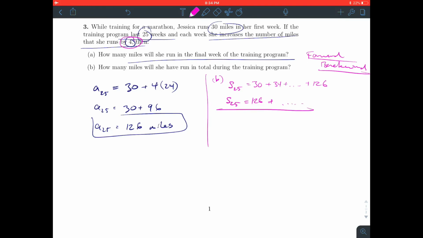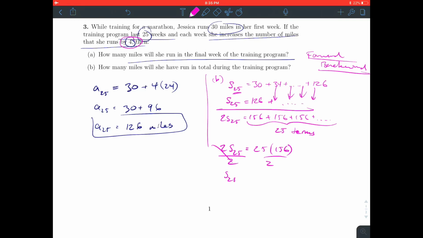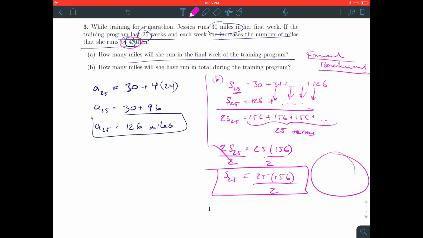Because this is an arithmetic sequence, when we add these we get 2s sub 25 is equal to 156, and each one of these is going to add to 156 if we add it column by column. So in fact, we've got a whole bunch of 156s. To be exact, we have 25 terms here. Each one of those gives a 156. So you get 2s sub 25 is equal to 25 times 156, divided by 2. S sub 25 is equal to 25 times 156 divided by 2. Again, I don't have my calculator. You'll have to find a final answer. I didn't get it, but you will.